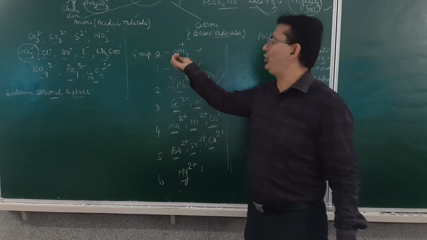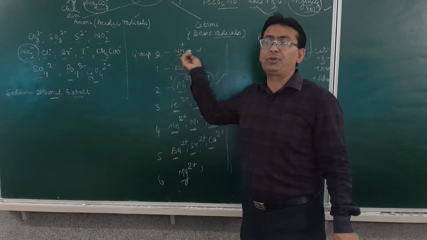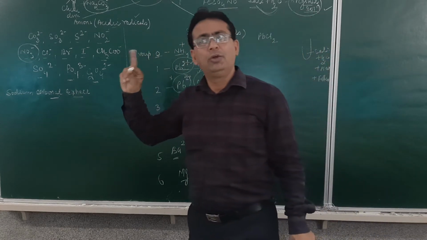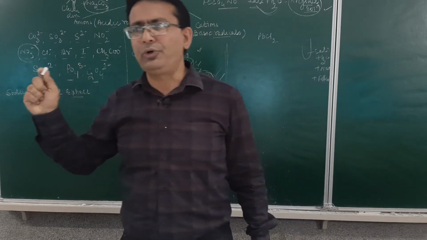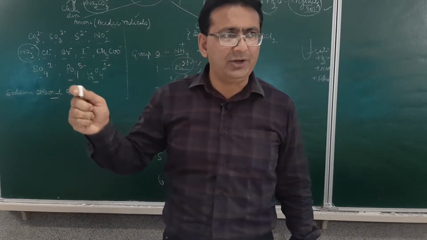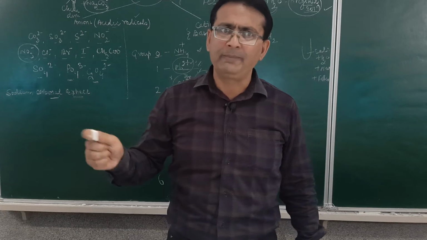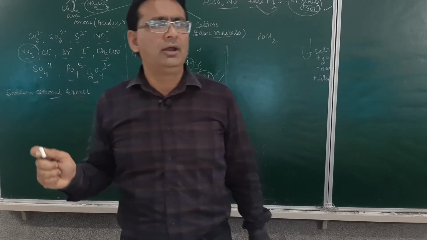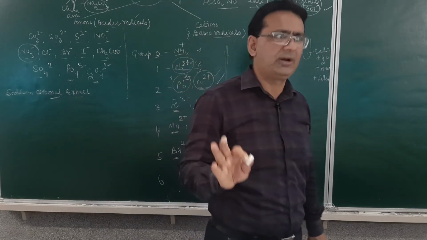Before that, you have a 0 group also. And how do we carry out the test of the 0 group? This is from class 10. We take a salt solution. To the salt solution, we add sodium hydroxide. We heat. Which gas is given out? Ammonia. Bring a glass plate dipped in HCl over it. You will observe the dense white fumes of ammonium chloride.